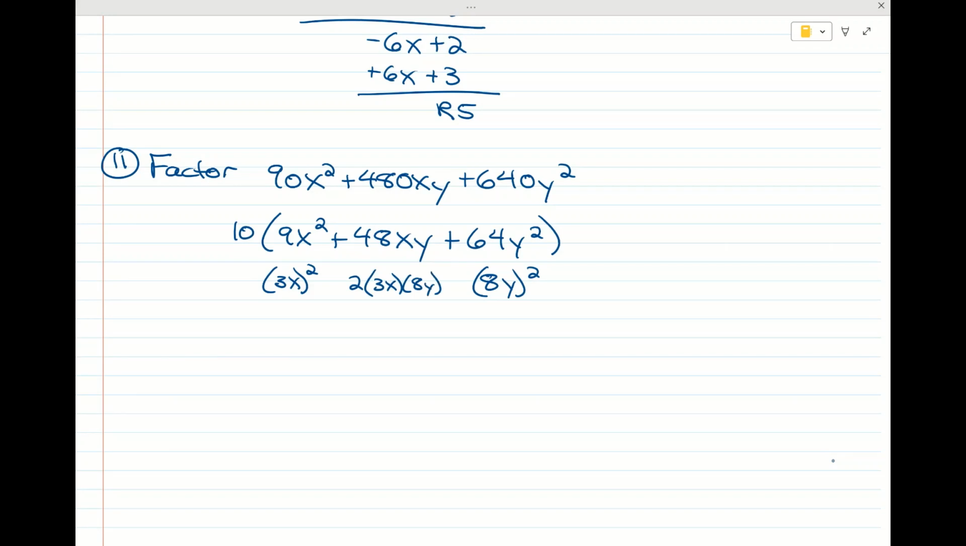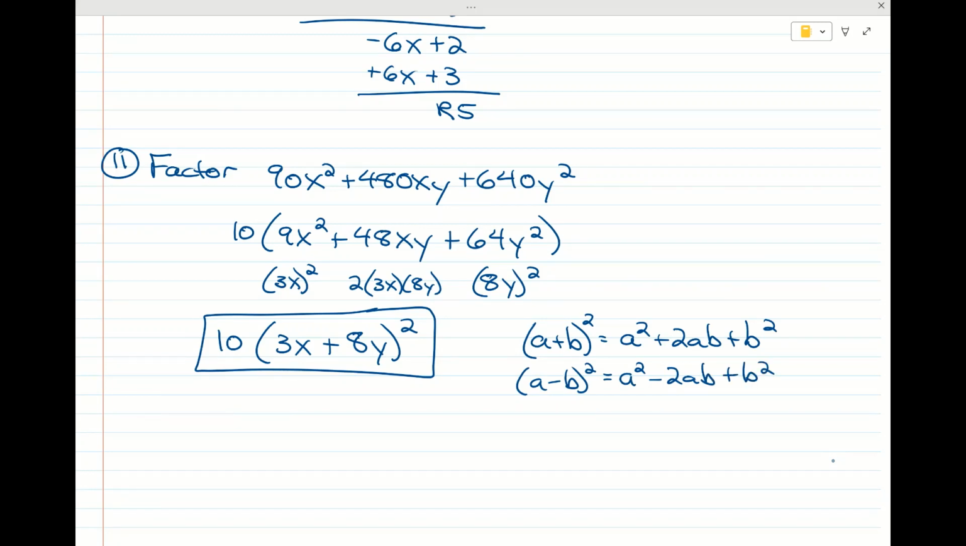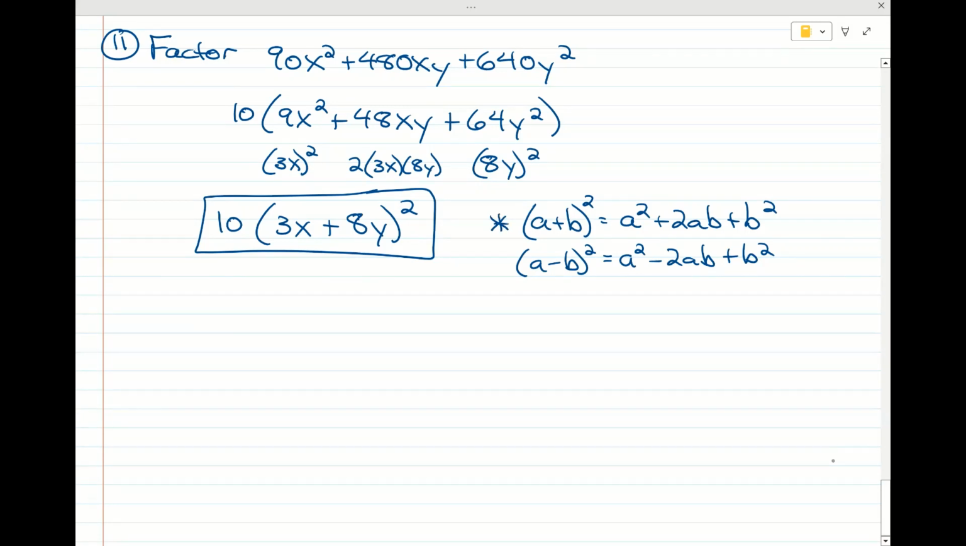So this is one of the shortcuts we talked about in class. This would factor to be 10 times 3x plus 8y to the second power. The formula I'm referring to is if you have a plus b squared, this will multiply out to be a squared plus 2ab plus b squared. And if this was a minus between them, we would get a squared minus 2ab plus b squared. This has all positive, so we're going to be using this first formula.